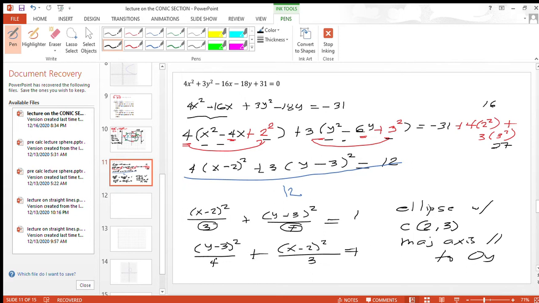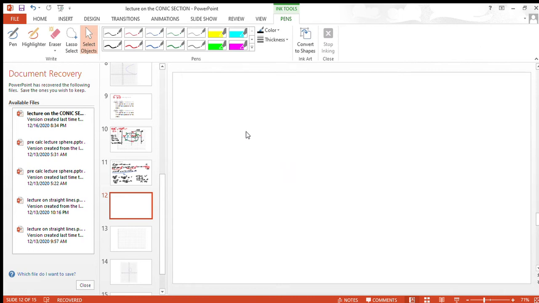Okay, because the denominator of the term involving y is greater than the denominator of the term involving x. That's why the major axis is parallel to OY. Okay, so if you will get the data here, h is 2, k is 3. So let's proceed to the next page. We have h is 2, k is 3, a squared is 4, b squared is 3.